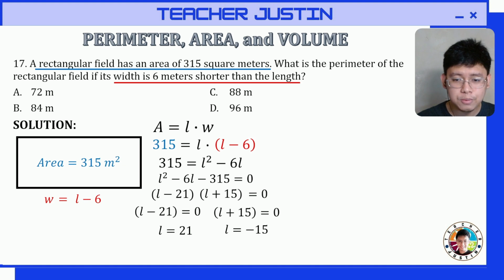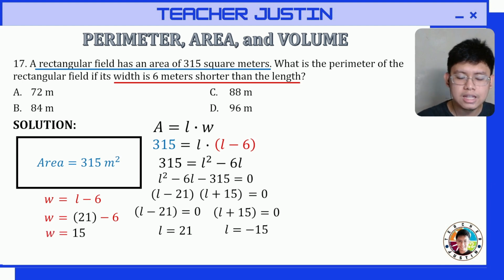Now, let's solve for the width. Okay, so ang kukunin nating value ni length is yung positive, kasi hindi tayo pwedeng magkaroon ng negative na length. So, ang isa-substitute natin kay W is equal to L minus 6 will be positive 21. Okay, so subtract natin 21 minus 6, our width is 15.